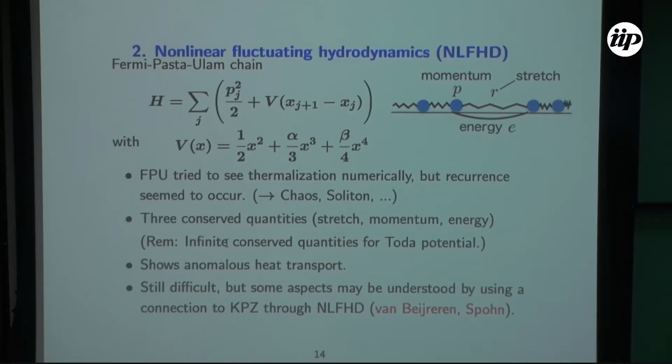So forget about ASEP for a while, and let's consider one-dimensional Hamiltonian dynamics given by the Hamiltonian given this way. And the potential is given here with a cubic term and a fourth order term. So this has some nonlinearity. And of course, this is non-integrable. It's very, very difficult to study. And in fact, this is called the Fermi-Pasta-Ulam chain. They tried to see thermalization in the original paper, numerically, but somehow recurrence seemed to occur. But this created a huge interest in this kind of nonlinear problem. And this has led to various notions like chaos, soliton, and so on. Anyway, this is a non-integrable case.